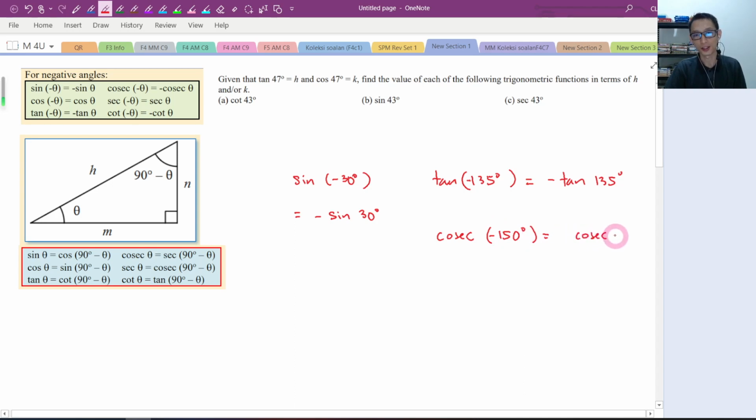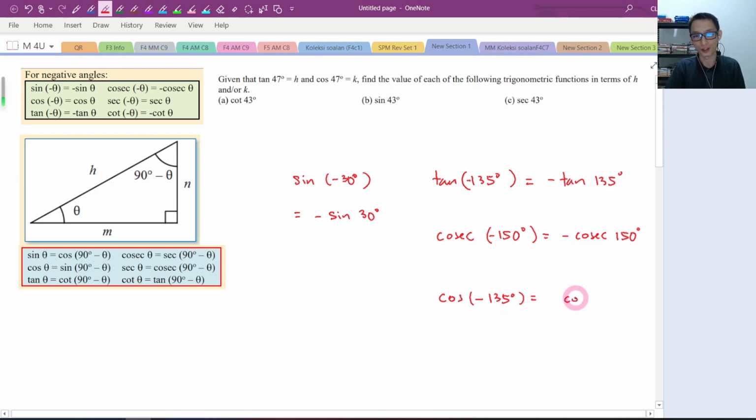Cosecant 150 degree. I already changed it to a positive angle, and don't forget we need to add a negative sign in front of it. But when we deal with cosine and secant, you need to be more careful. For example, if I want you to find cosine negative 135 degree, first we change it to a positive angle. That's all. We don't have to add a negative in front of it.